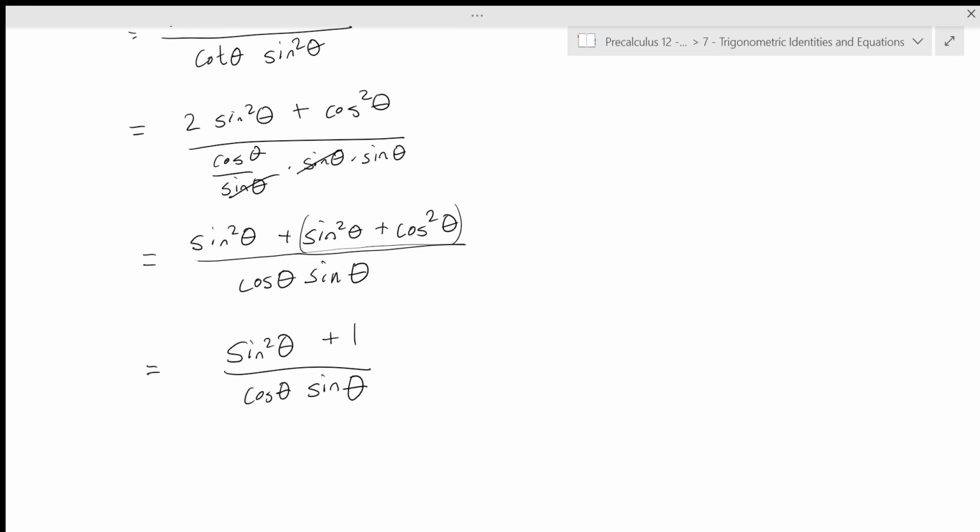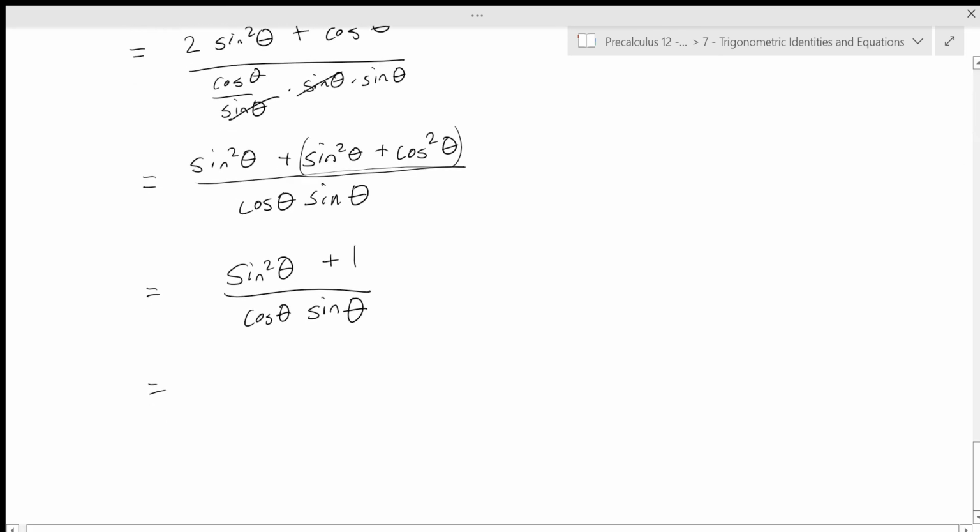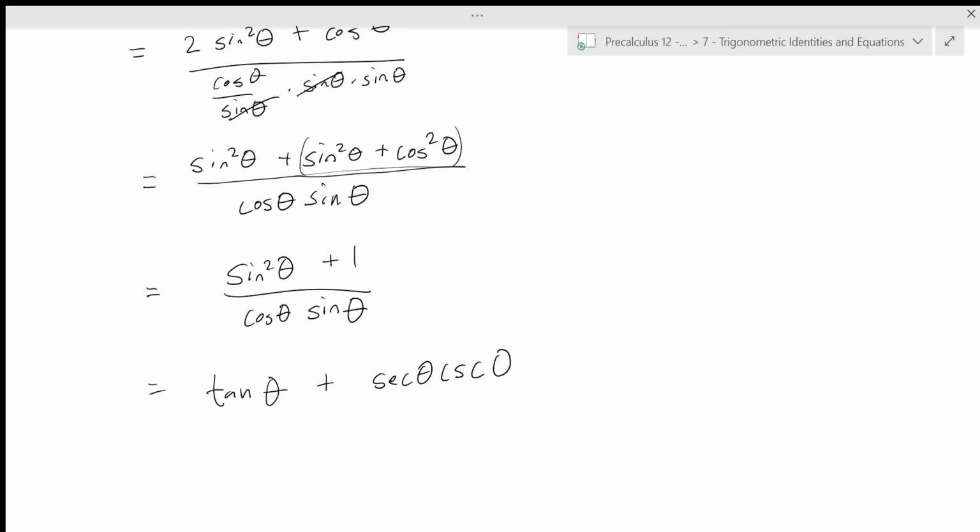And I could simplify this, and this is where it's kind of debatable whether it's simpler in just sines and cosines or whether it's simpler with other stuff involved as well. So we've got now sine over sine, so that just gives me tan theta plus 1 over cosine theta times sine theta. So that's 1 over cosine theta is secant theta, and 1 over sine theta is cosecant theta. So it could be tan theta plus secant theta times cosecant theta.